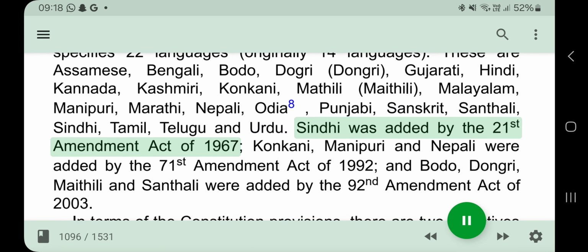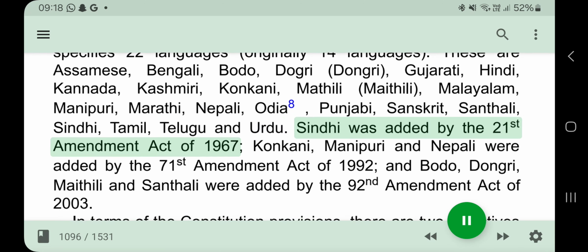Sindhi was added by the 21st Amendment Act of 1967. Konkani, Manipuri and Nepali were added by the 71st Amendment Act of 1992. And Bodo, Dogri, Maithili and Santhali were added by the 92nd Amendment Act of 2003.